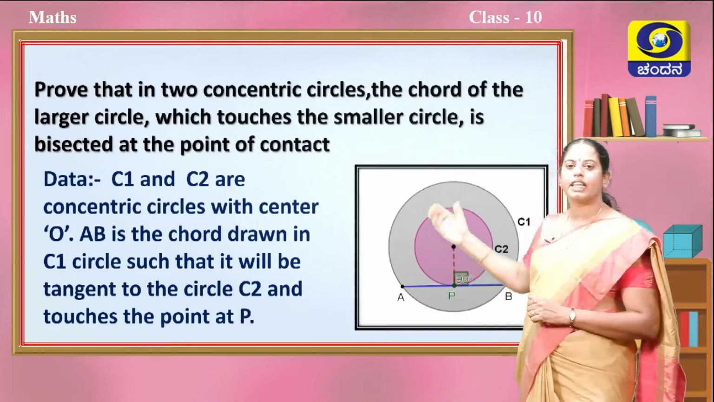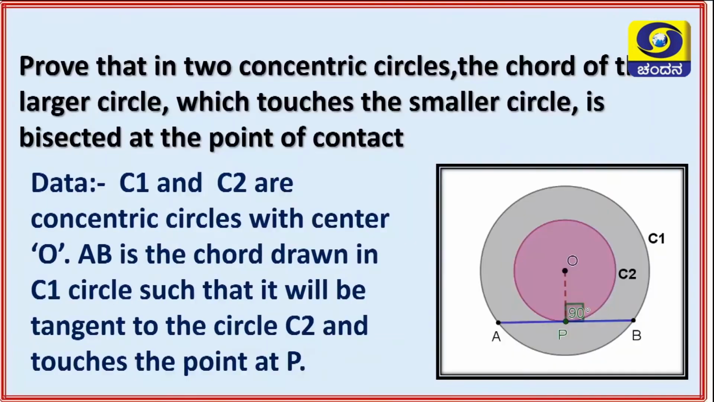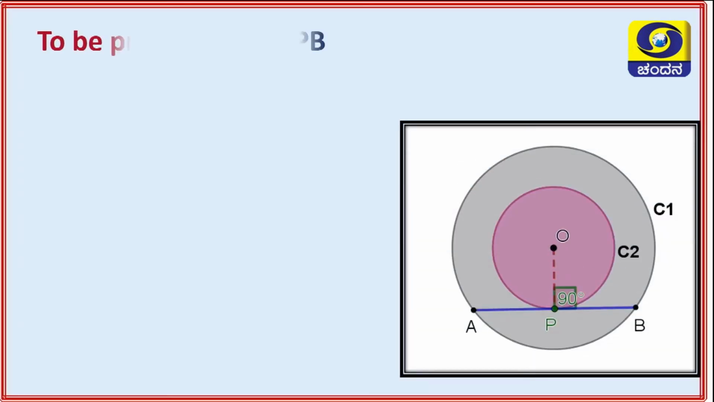So, that we are writing as data. C1 and C2 are concentric circles with center O. AB is the chord drawn in circle C1 such that it is tangent to the circle C2 and touches it at the point P. What we have to prove? That we are going to write now. To be proved, AP equals PB. When OP bisects AB, then only AP equals PB.